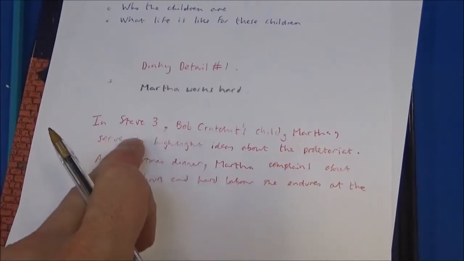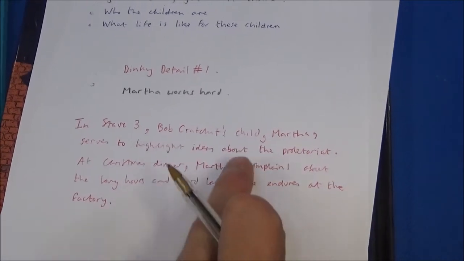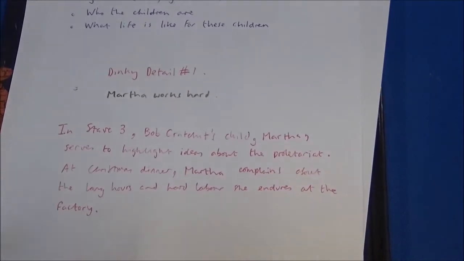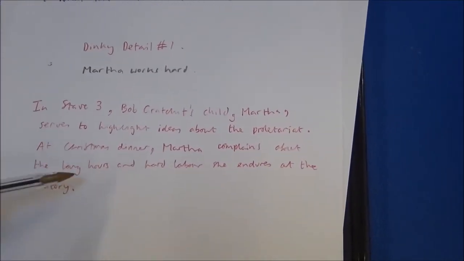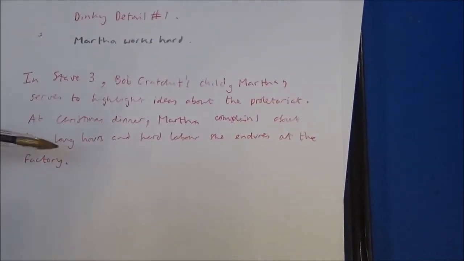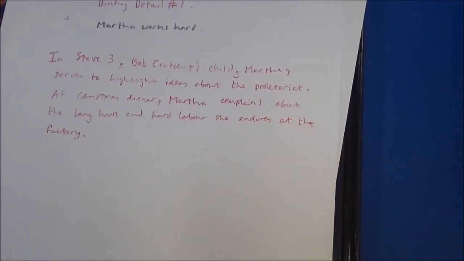So, we've got a point that Bob Cratchit's child links to this theme of the poor, the proletariat, and this is the evidence that we're going to play with. This small, dinky detail: Martha works hard. Right, let's interpret this now.